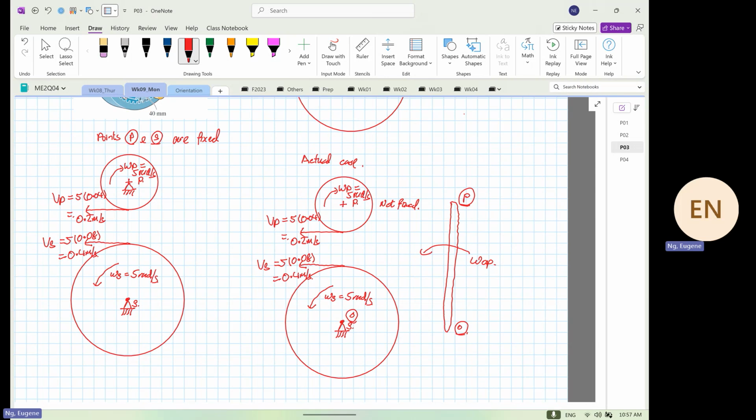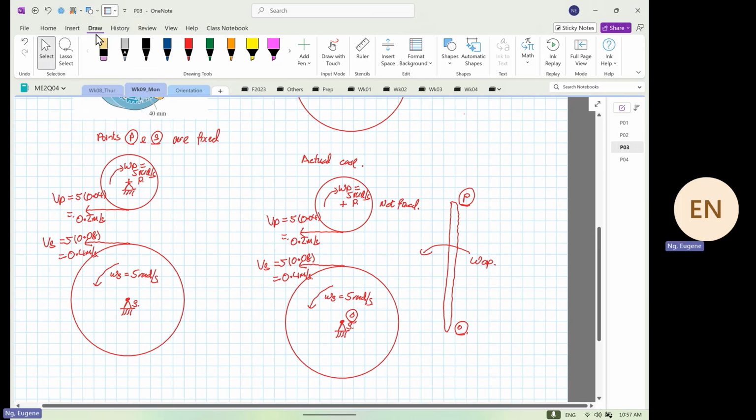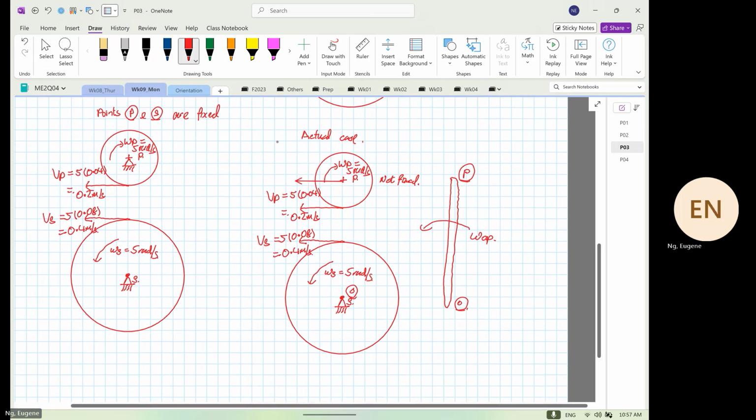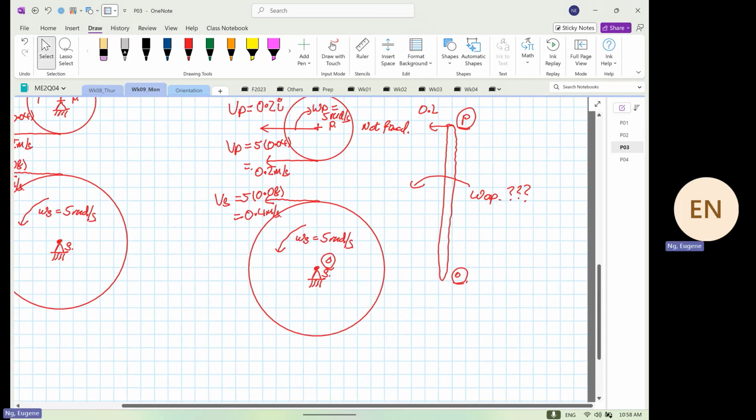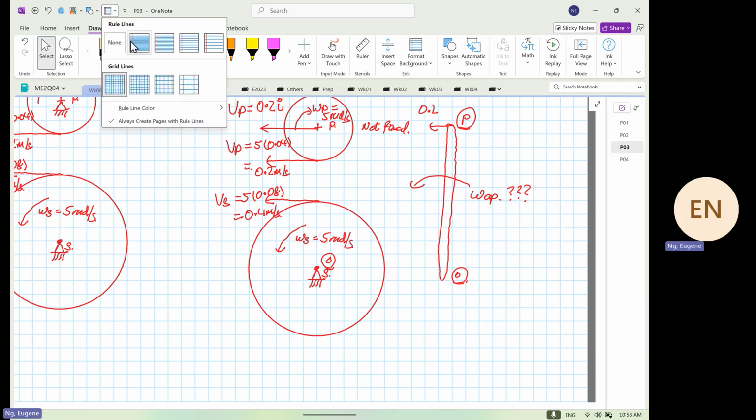Okay. And we also found out, right? What did we find out? We also found out that at point P, the velocity is equal to 0.2 i in that direction. So we knew that over here, this is equal to 0.2. Okay. Now, is this direction correct? We don't know. So when you are unsure, what do you rely on? Rely on the math again.